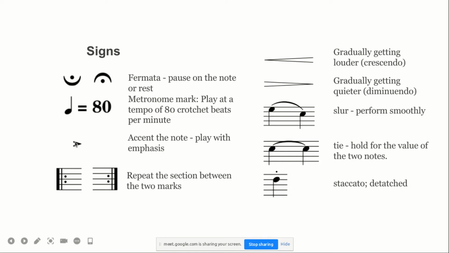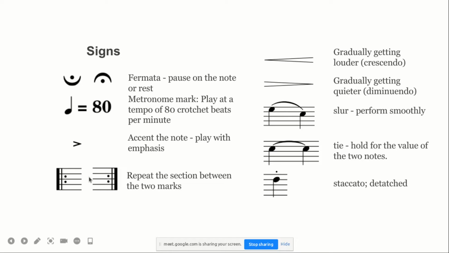This small arrow means accent that note, and it's usually written on top of a note. The same way this last note here has a dot on top of it, an accent is usually written at the same place. So an accent means you accent the note, or you play with emphasis or strongly.